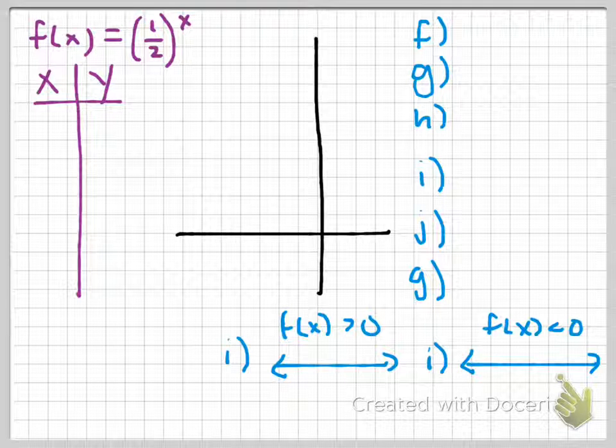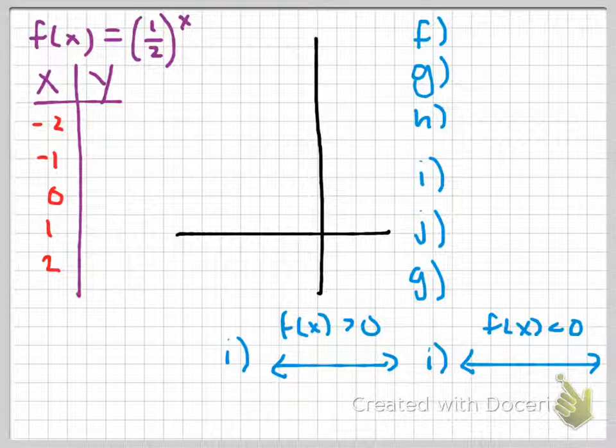So the second function says f of x equals 1/2 raised to the x power. So again, make a t-chart. Just get it somewhere on your page. You could go to the left of the graph or below the graph. And again, we're going to use the same values of -2, -1, 0, 1, 2. So let's again start with 0.